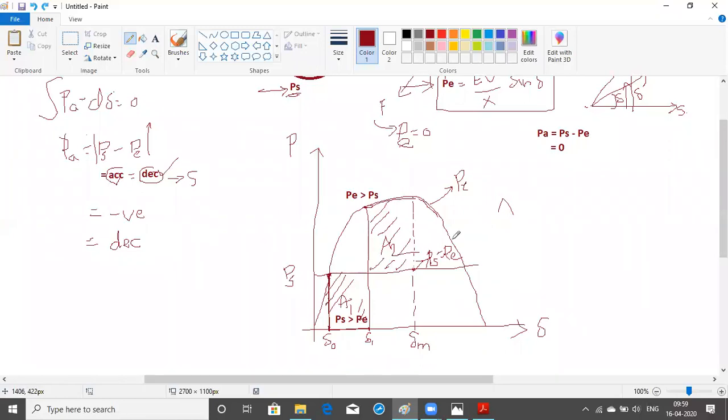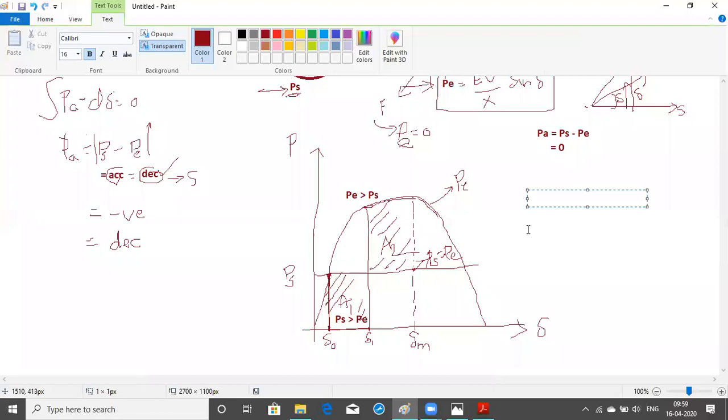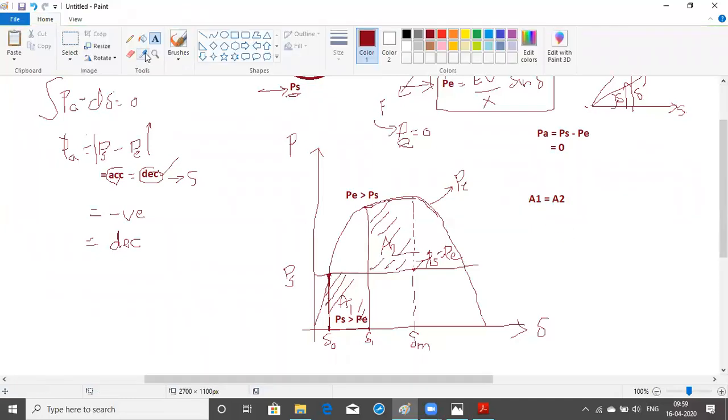Now at this point, what happens? This is A1 equal to A2. If A1 is equal to A2, then we are going to consider this system as a stable condition. We are going to call this the equal area criteria method because the areas are equal.